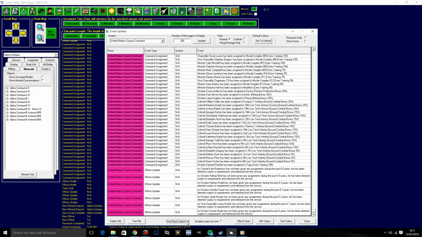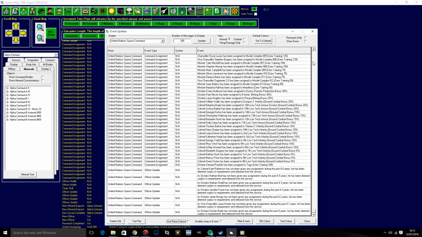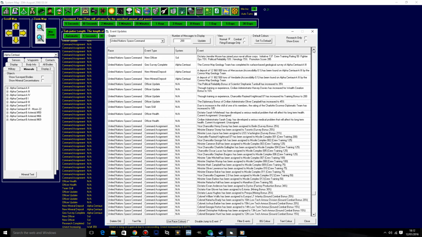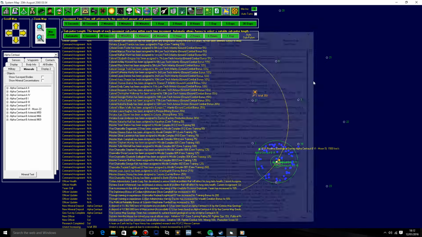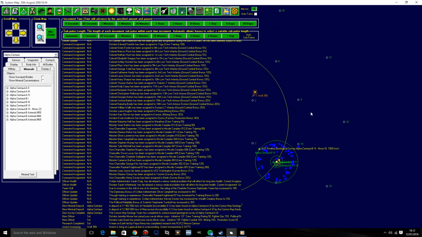Right, race colours. Okay, so these are all officer updates. Where's my geology updates? Mineral deposits, ooh. Right, so a deposit of 12,960,000 macassium has been found on Alpha Centauri A3. And then we found 11,902,500 tons of Vendorite. Are you kidding me? That is insanity. That is insane.